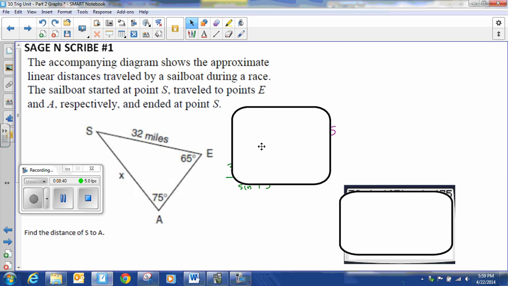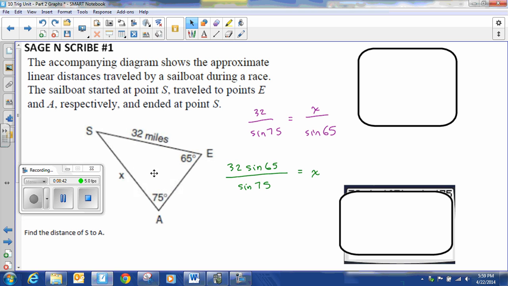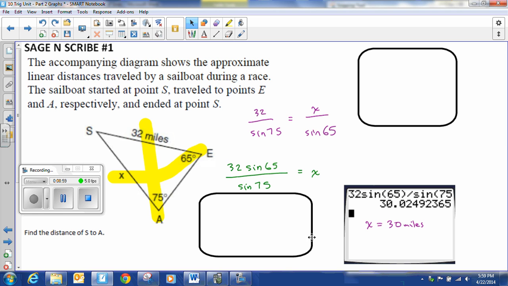Sage and scribe number 1, we want to find out what the value of x is. This is pretty simple and straightforward, so we just set up our proportion. Once again, this is our ratio, and this is another ratio. So we cross multiply, plug it in the calculator, and we have x is 30 miles. That's the distance from S to A.